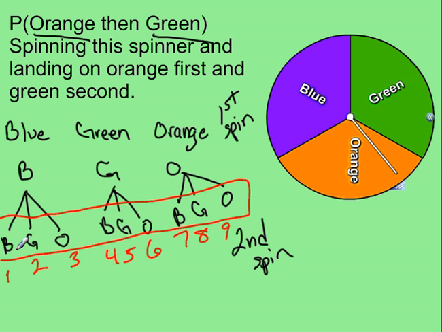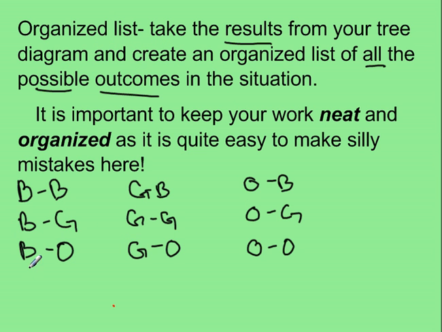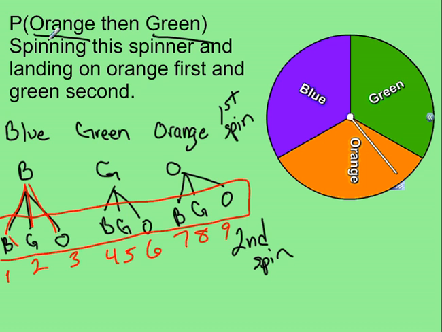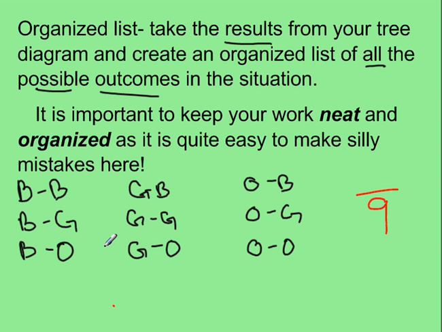And that's because this final row shows the final path. So blue to blue, blue to green, blue to orange. So I have 9 different outcomes here. That means any probability I have is going to be out of 9. And my original question asked me to find the probability of getting orange and then green. So I have to see which one of my results is orange and then green. The only one is right here.